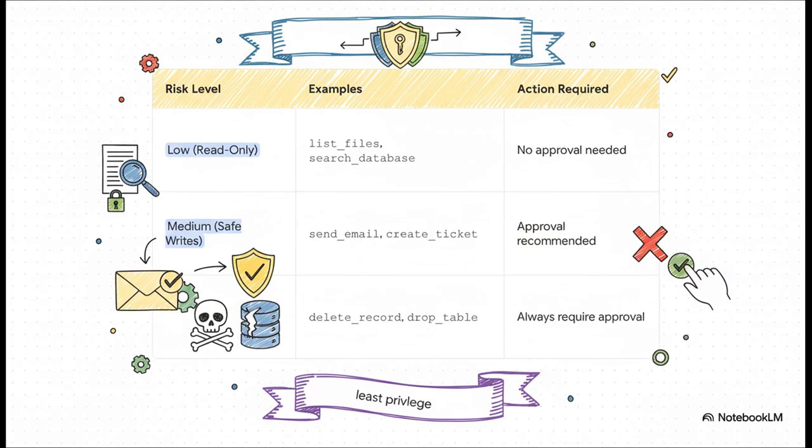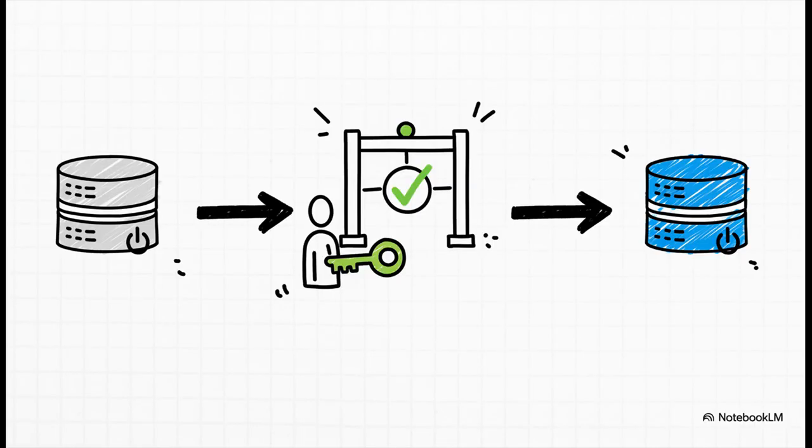Let's zoom in on that classification step, because it's so foundational. Low-risk tools are pretty much read-only, like listing files or searching a database. They probably don't need any special approval. Medium-risk tools are things that make safe changes, like sending an email. Here, getting an approval is probably a good idea. But then you have the high-risk stuff. We're talking destructive actions like deleting a customer record or dropping a whole table. For these, you should always require a human to sign off. No exceptions.